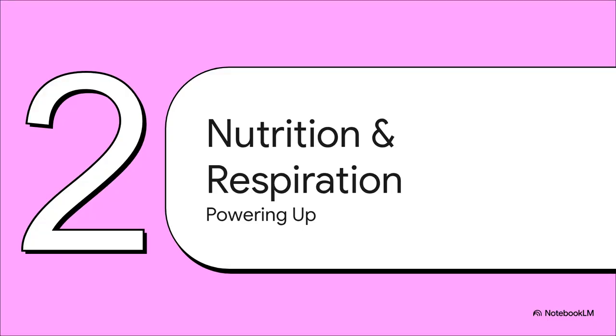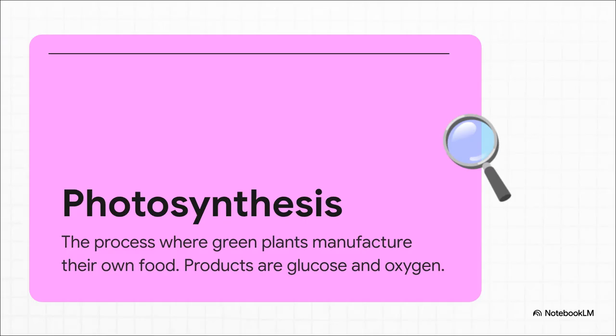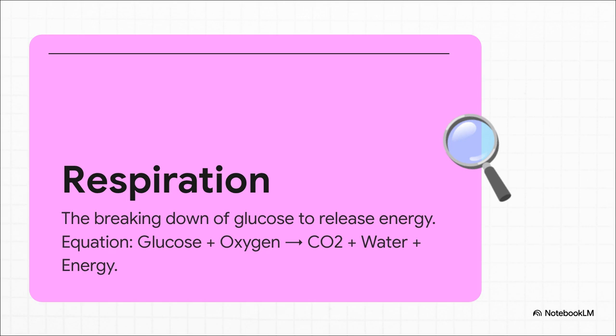Okay, so we've got the building blocks, but how do they get their power? Well, it's a 2-part process. First, you make the fuel, and then you burn it. Photosynthesis is basically magic. It's how plants make their own food right out of thin air. They take sunlight, carbon dioxide, and water and turn it into glucose. That's sugar, pure energy. And get this, the waste product? It's the oxygen that we all breathe. Pretty cool, right?